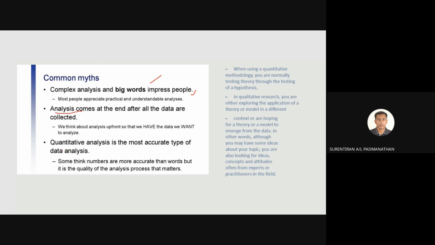Next, quantitative analysis is the most accurate type of data analysis. People think quantitative analysis is the most accurate when you show all the numbers. When you show a graph with numbers and everything, people think, oh, this is the correct result. Numbers seem more accurate than words, but it is the quality of the analysis and process that matters.